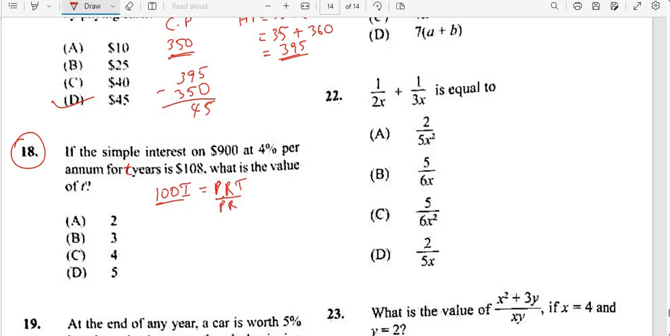PR is attached to T by multiplication. To remove it, you have to use the reverse, which is division, and you do that to both sides. So T is really 100 times I over the principal times rate.